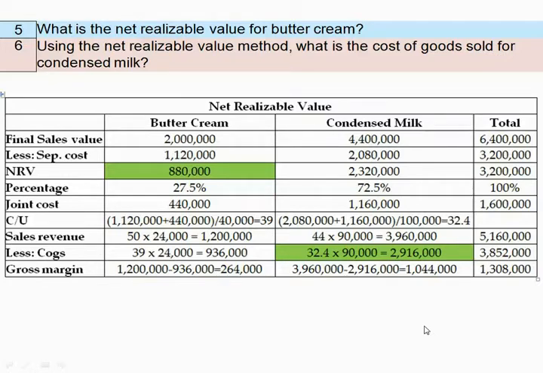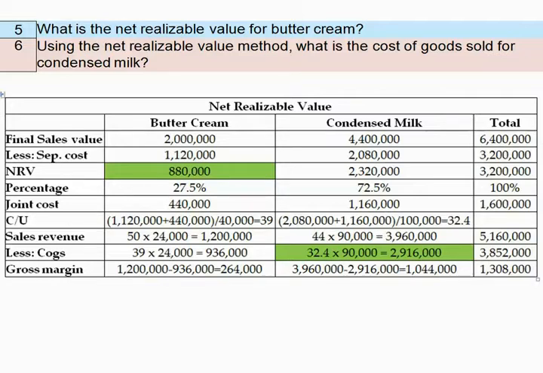Requirement number 5. What is the net realizable value for butter cream? Final sales value for butter cream 2 million less separable cost 1,120,000. So net realizable value for butter cream will equal 880,000.